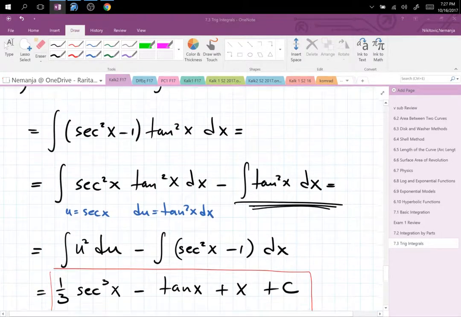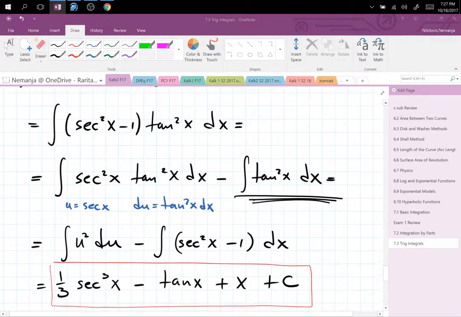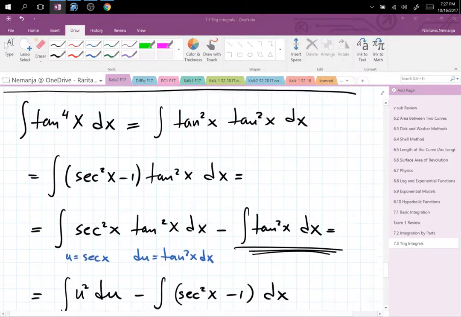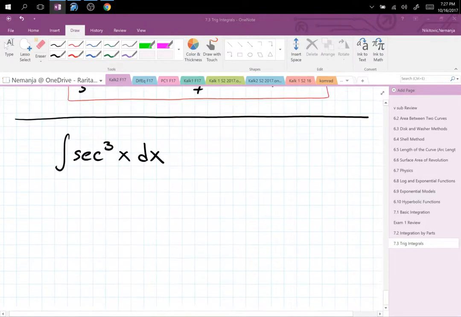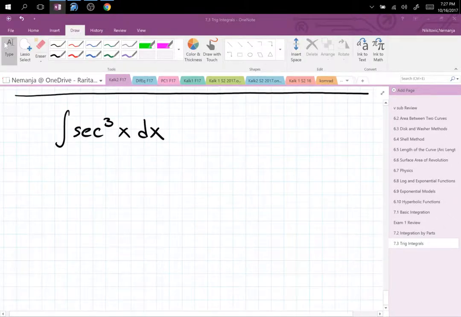Oh, yep. We'll fix that. This problem here is wrong. Tangent squared, tangent to the fourth. I'll fix this problem. You guys try to work this.